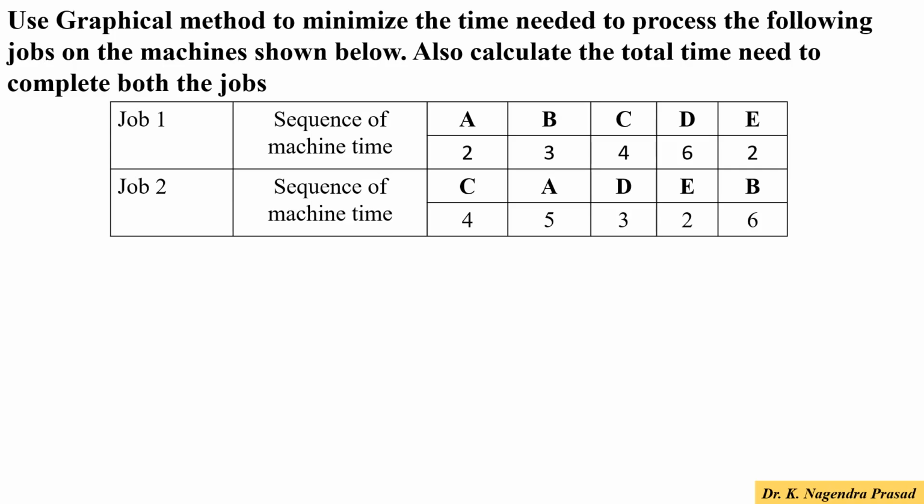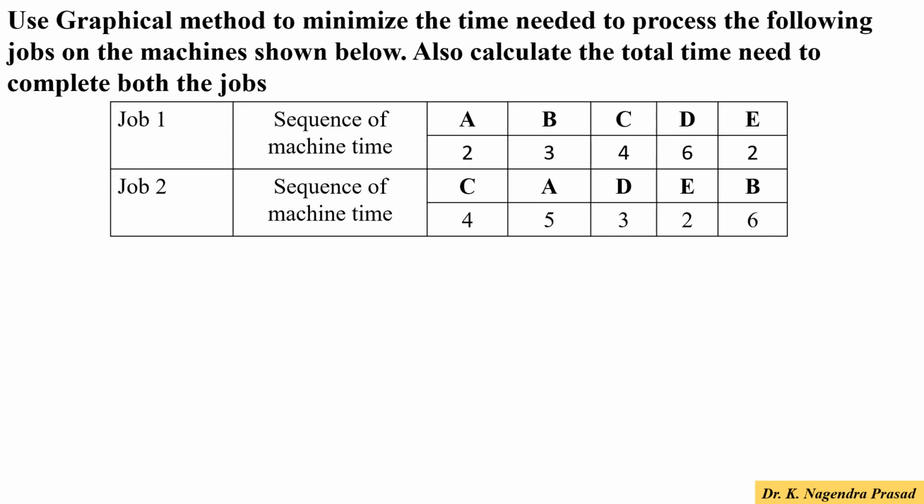In the present video, we will discuss the graphical method to solve the two jobs with m number of machines of a sequencing problem. Let's see the problem. Use graphical method to minimize the time needed to process the following jobs on the machines as shown below. Also calculate the total time needed to complete both of the jobs.